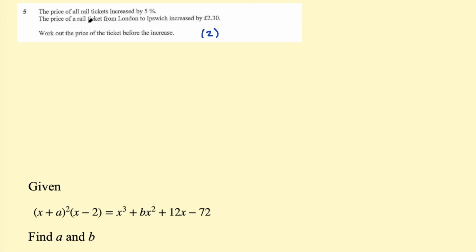So it's really important here to realize when it says rail tickets increased by 5%, that's 5% of the original price. So let's go ahead and write that down. 5% of the original price. And that increase for the ticket from London to Ipswich is equal to £2.30. Okay? Once you have this equation, there's only a couple more steps to get to the final answer.